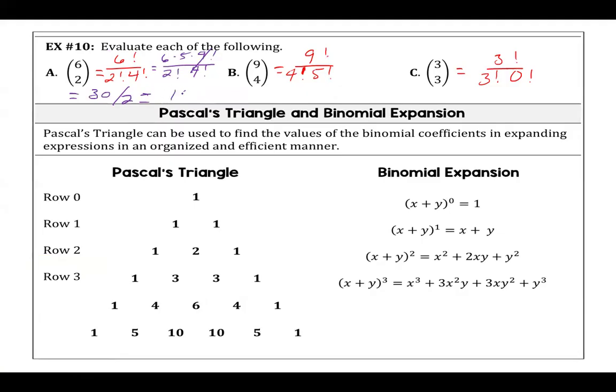30 divided by 2 is 15. So the answer is 15. Okay. All right, let's try it again.